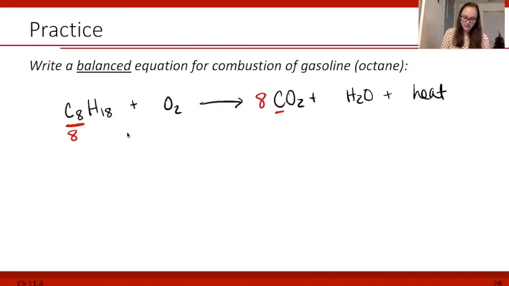Step 2 is to balance our number of hydrogens. We have 18 over here, only 2 on this side, so we need to multiply it by 9 to get 18 and 18. And then the tricky step is oxygens. We have 2 over here. Associated with carbon dioxide, we have 16. Associated with water, we have 9.